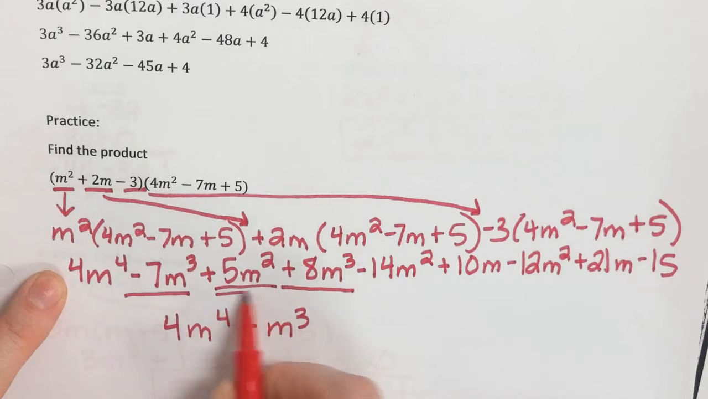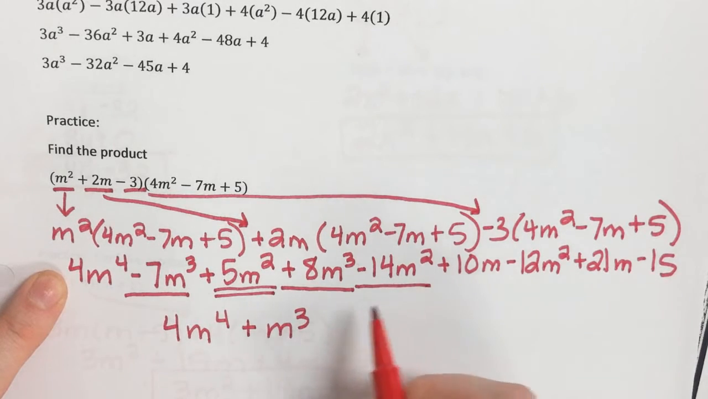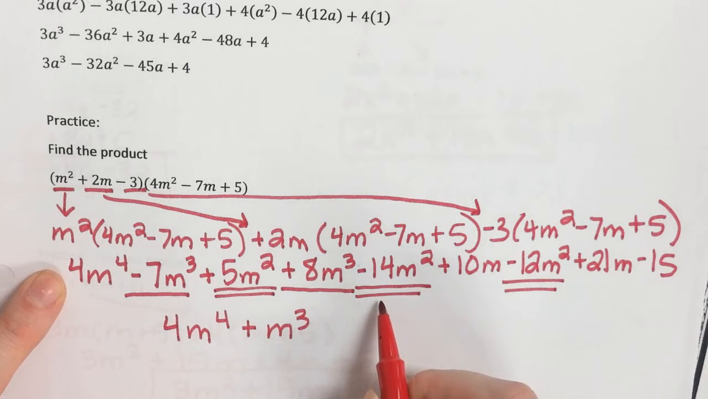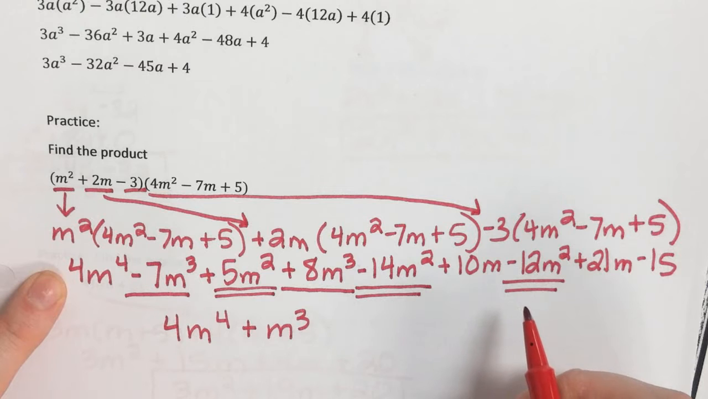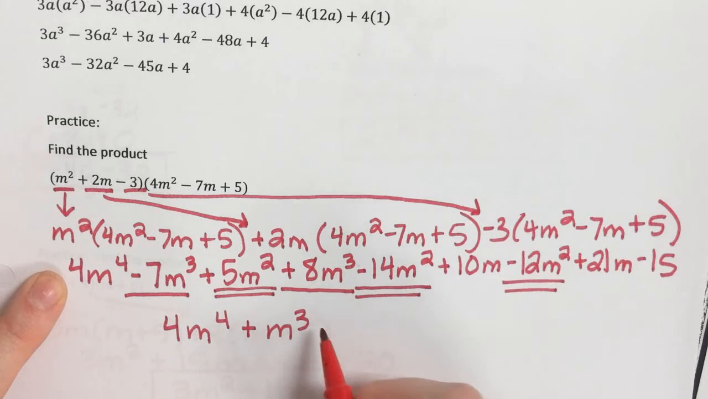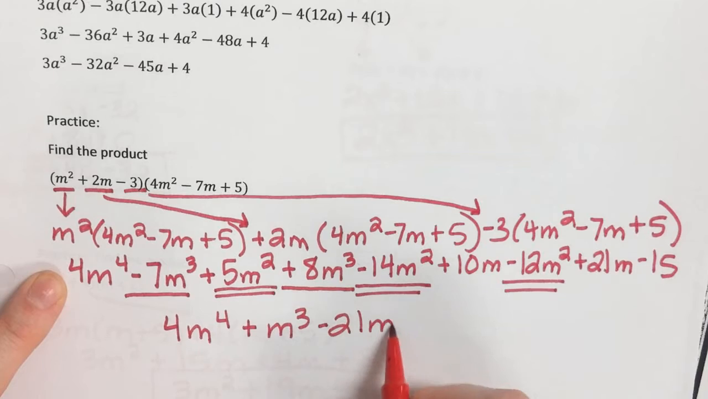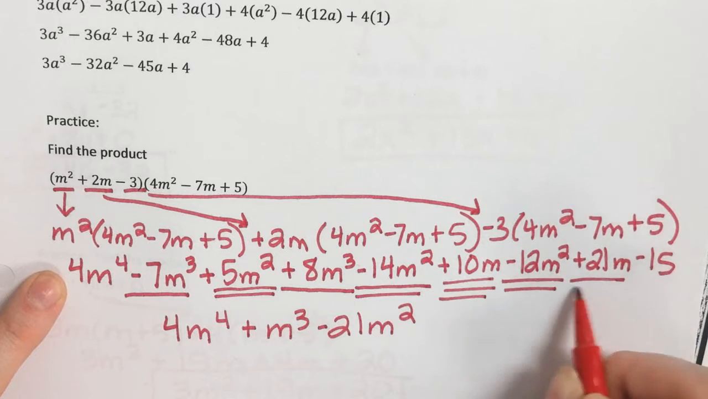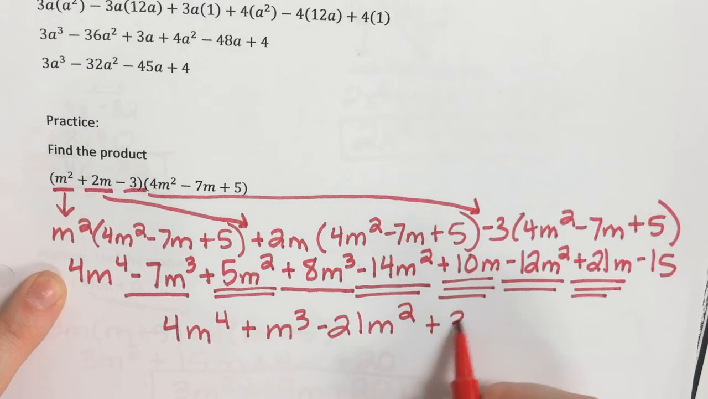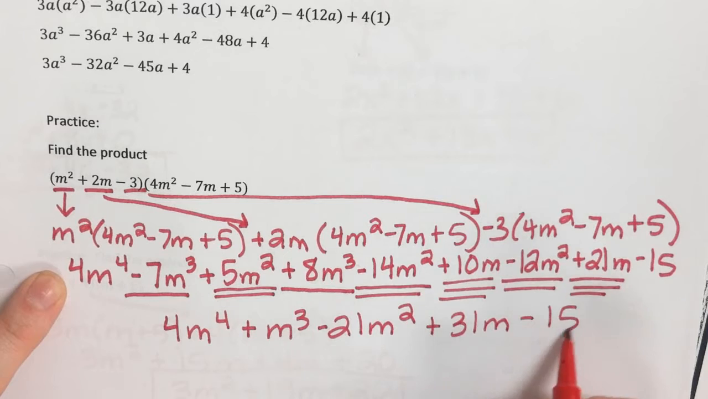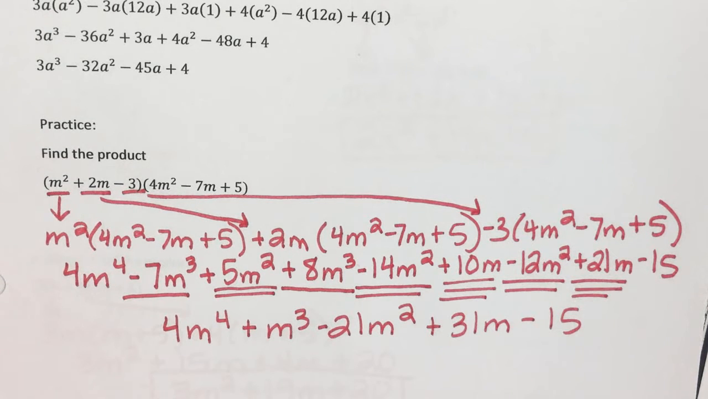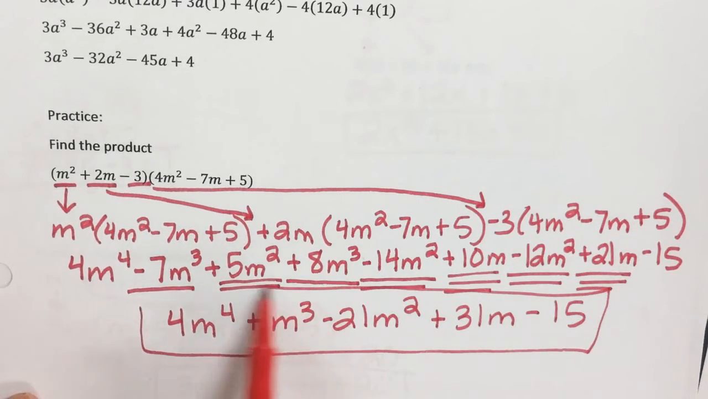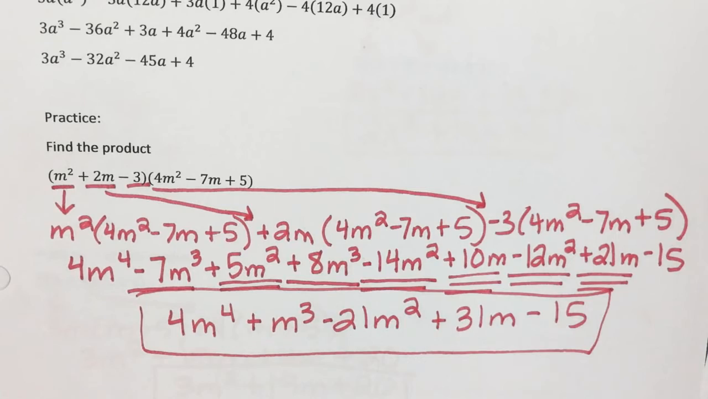Okay, so then I have m squared, so let's see, 5 minus 14 is negative 9, minus 12 is negative 21. Okay, and then this m, so that's 31m minus 15. Anybody get it? Okay. Any questions?